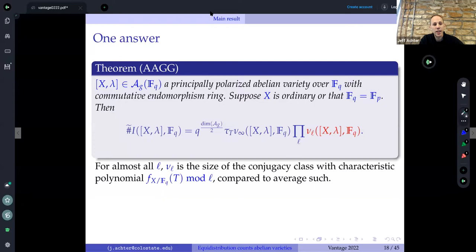So it's this mess, and I want to give you a taste of what each of these terms means. So at L, I'm going to define a term, and the actual definition is kind of horrible, but for most L, it says, how likely is this conjugacy class mod L compared to an average one?